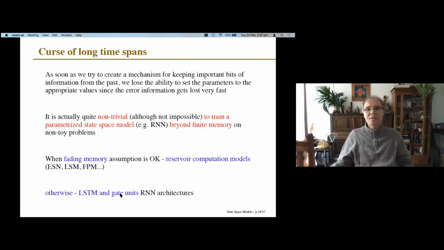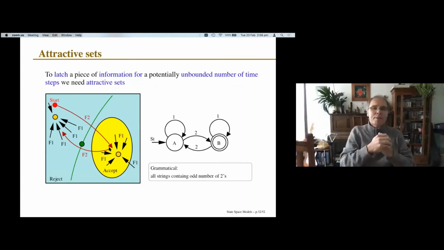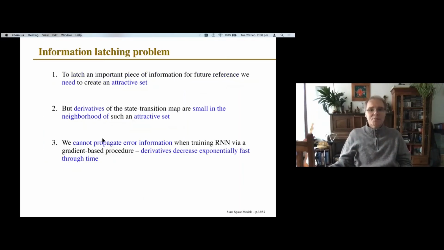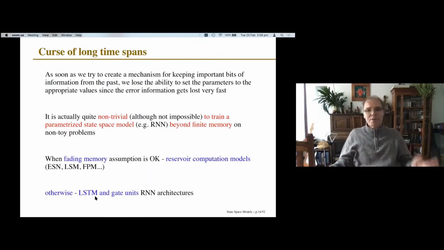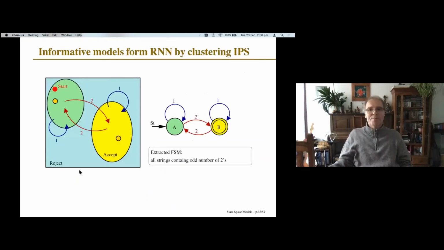Or you have LSTM and gate units, and those are the architectures that try to deal with the problem of propagating the gradient information around attractive sets. And it's a hack. It's an engineering trick that instead of classical neurons, they have so-called gating units. It's like a big unit where you are allowed to propagate information, even though normally the Jacobian would be very close to 0, right? So it's a smart trick. So those are all these kinds of gate unit architectures that you have starting from LSTM. The reservoir computation models you may have encountered are echo-state networks, liquid state machines, or fractal prediction machines. Fractal prediction machines are exactly the systems that I showed you before, right?